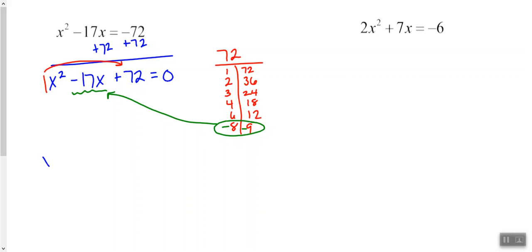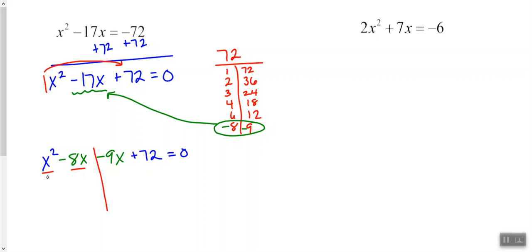All right, so I'm going to rewrite it. So I have x squared minus 8x minus 9x plus 72 equals 0. Now that I have my four terms, split it in half.